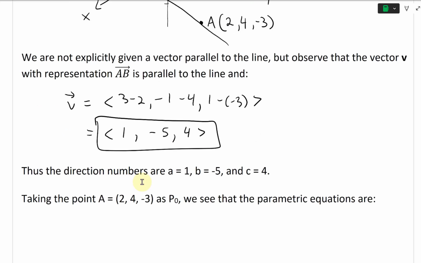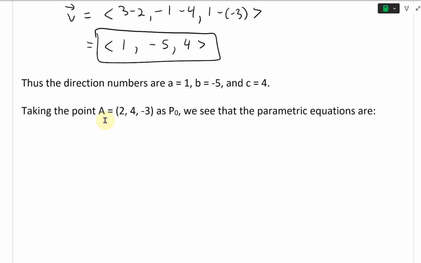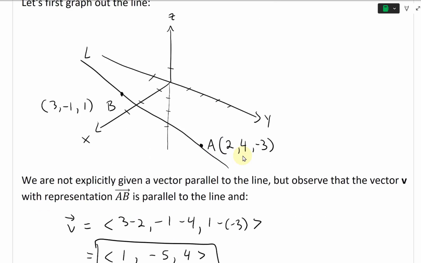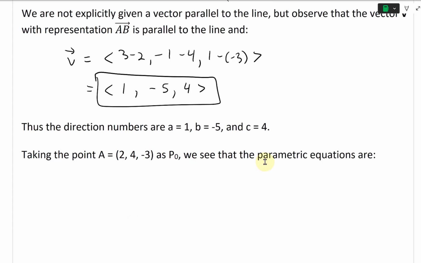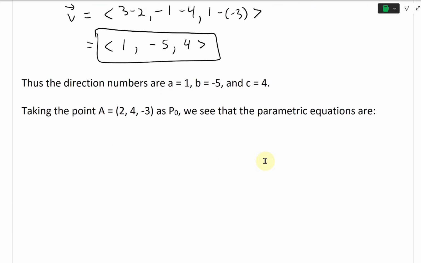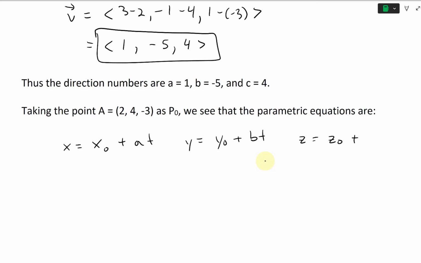So the direction numbers are just the components of this parallel vector. So a is equal to 1, b is equal to negative 5, and c is equal to 4. Taking the point A as a starting point, A is 2, 4, negative 3, as P naught, we see that the parametric equations are, and remember this one, x equals x naught plus at, y equals y naught plus bt, and z is equal to z naught plus ct.